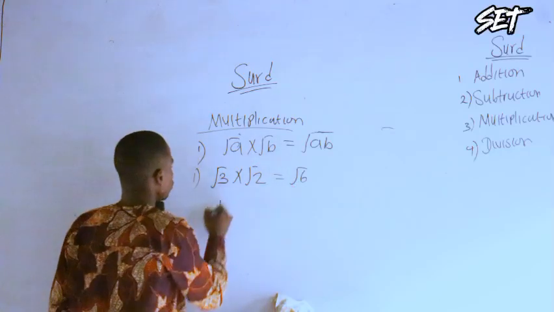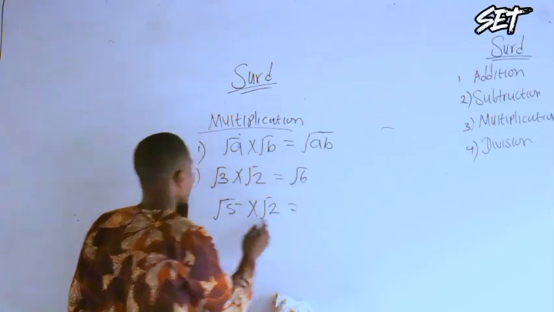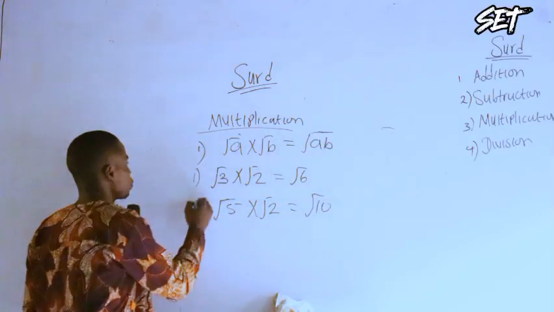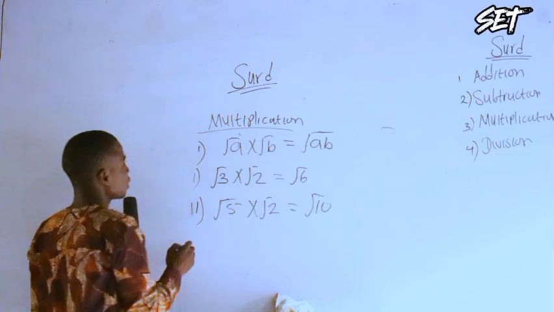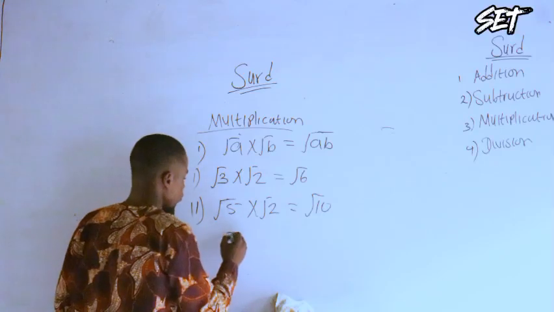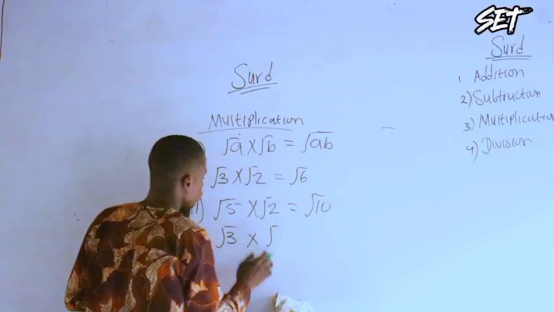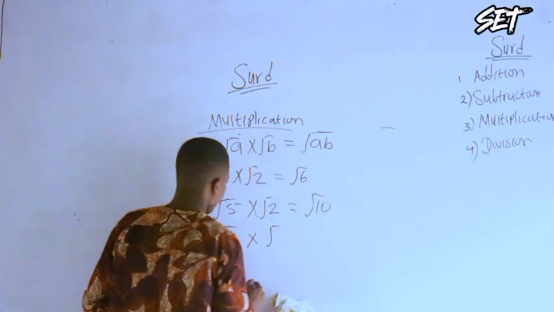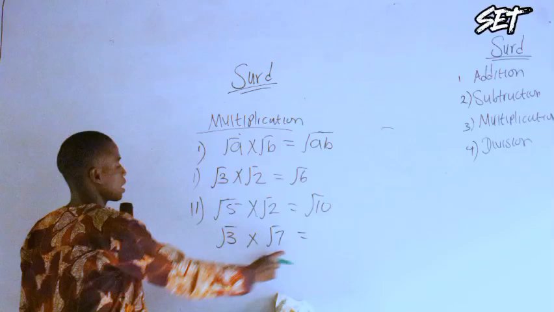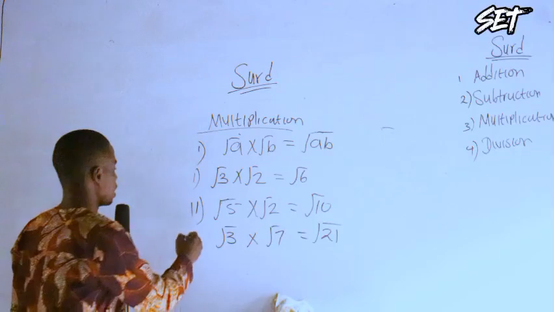When we have root 5 times root 2, can you give me the answer? This one times this is root 10. Now, can you figure this one out? When you have root 3 times root 7, can you give me the answer? This one and this is root 21. That's the answer. Now, that's number 3.